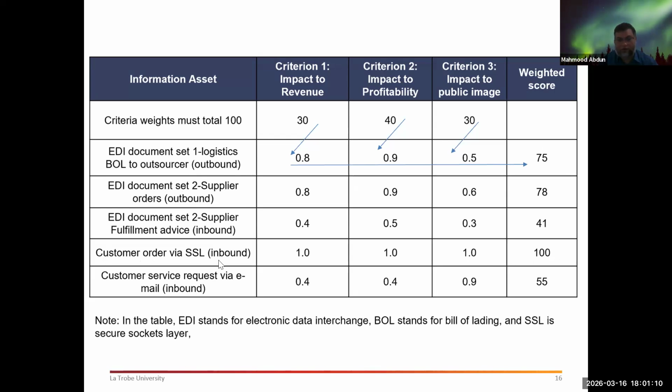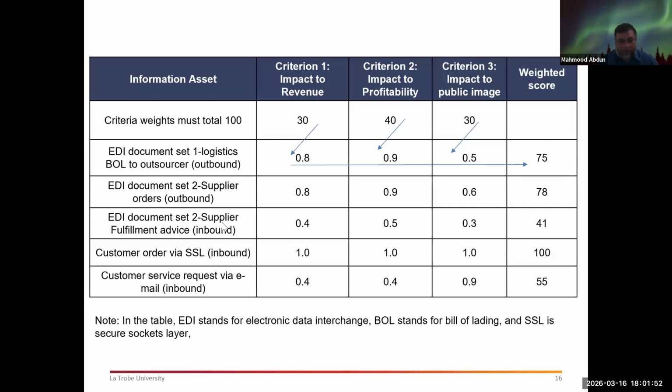For example, customer order via secure socket layer inbound. So what happens is you have a website like Amazon, you're selling something to the customers, and if the customers cannot send you the orders, which means what? You have lost the revenue, right? You can't take the order and you cannot fulfill the order. You're not making any money. At the same time, you're racking up your expenses. So this is vitally important. This affects your revenue. This affects your profitability. And also this affects your public image because your website is unavailable, basically, right? So this is the most important thing. And you can see it's ranked at 100.